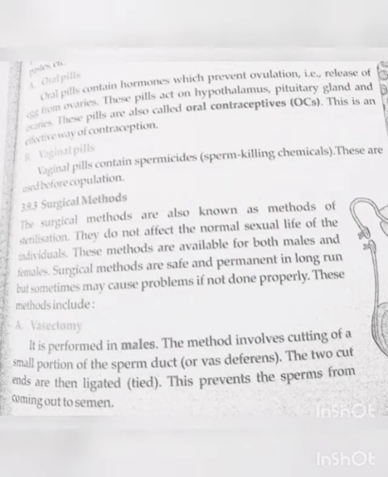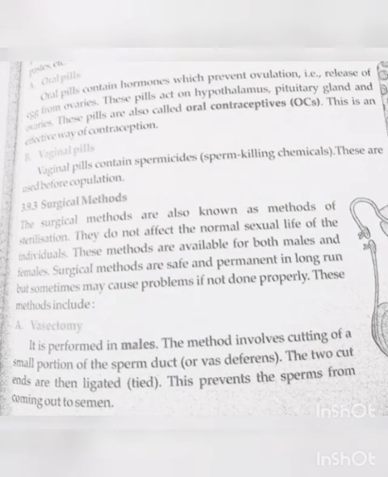Chemical method. First type, oral pills. Oral pills contain hormones which prevent ovulation, that is, release of egg from the ovaries. These pills act on the hypothalamus, pituitary gland, and ovaries. These pills are also called oral contraceptives, that is OCs. This is an effective way of contraception. Next, vaginal pills. Vaginal pills contain spermicides, sperm killing chemicals. These are used before copulation.